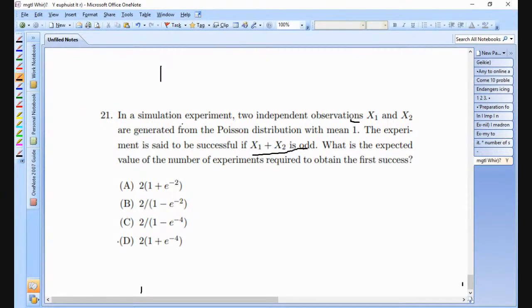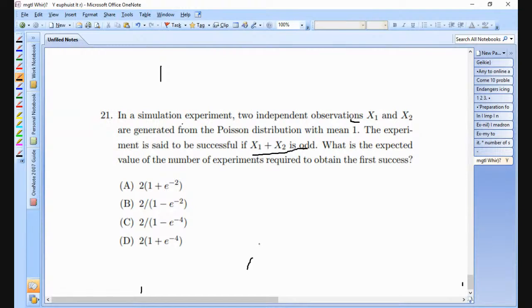I did x1 plus x2 follows Poisson. Then I calculated when x1 plus x2 will be odd. After calculating, what is the expected number of experiments required to obtain the first success? So geometric, right? Geometric with parameter P. So the expectation is very simple, 1 by P.